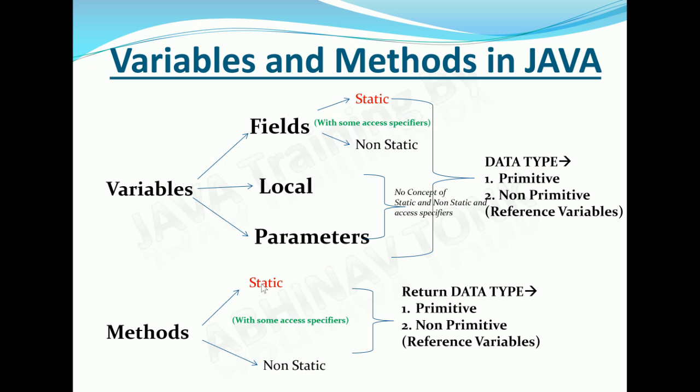Coming back to methods. So methods are also of two types: static methods and non-static methods, and they will also be assigned with some access specifier like public, private, default, or protected. And the return data type of these methods can also be of two types: primitive data type as well as non-primitive data types. So this is the overview of variables and methods in Java. Now let me open the Eclipse and show you how this works.